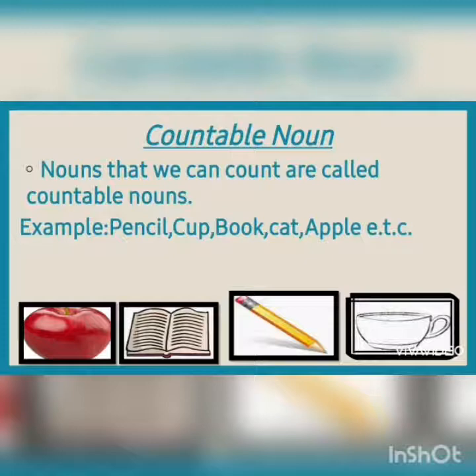Nouns that we can count are called countable nouns, like pencil, cup, book, cat, apple, etc. Countable nouns can be in singular or in plural form. Like you can say a pencil, 2 pencils. A cup, 3 cups. A book, 4 books. A cat, 5 cats. An apple, 5 apples.